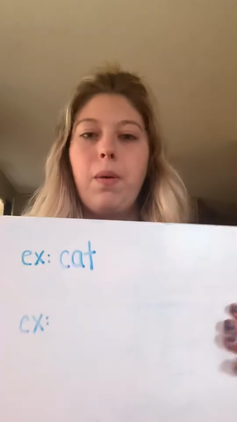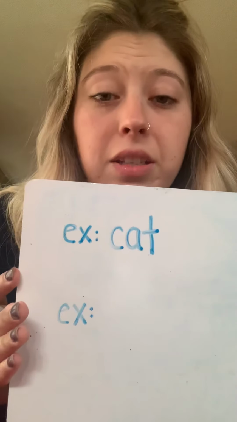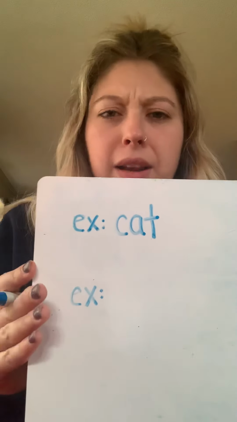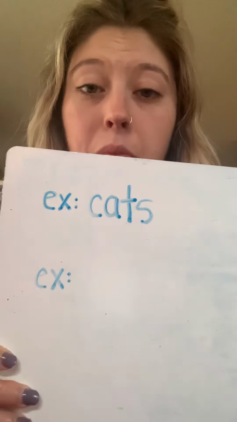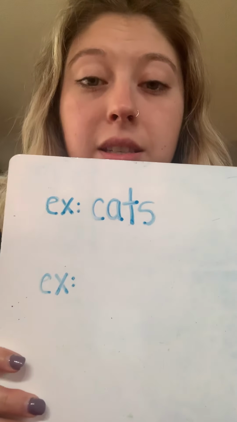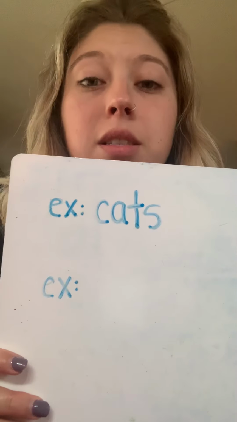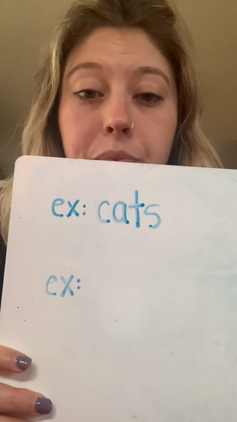I am going to write it out. Cat. I only have one cat. But now I want to add a suffix onto the end of it. So I'm going to add an S, because that's what we've been working on, onto the end of my word. And now I have cats. Notice how when we say cats, there's a S sound at the end of the word.